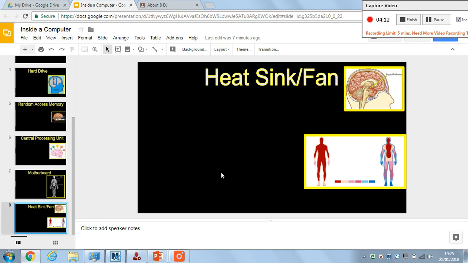And then we've got the heat sink and the fan, and that is like a receiver inside the brain that controls temperature and stops the body from overheating, and the heat sink and the fan help the PC. Next video, I'll go into some detail about how we put these images together.